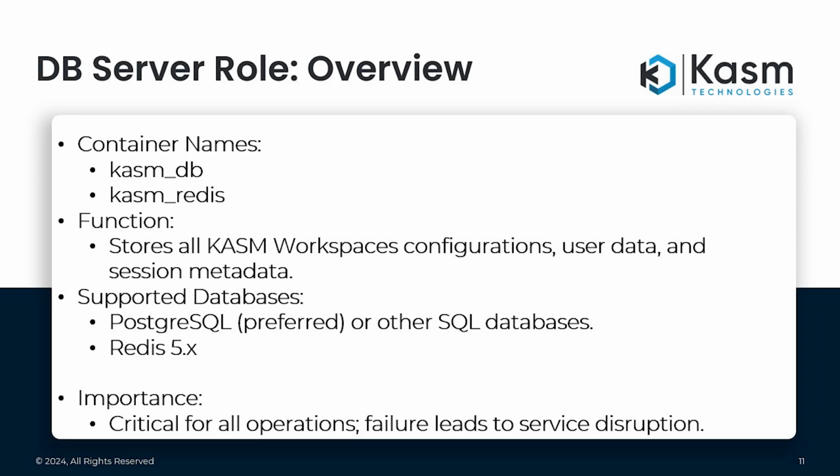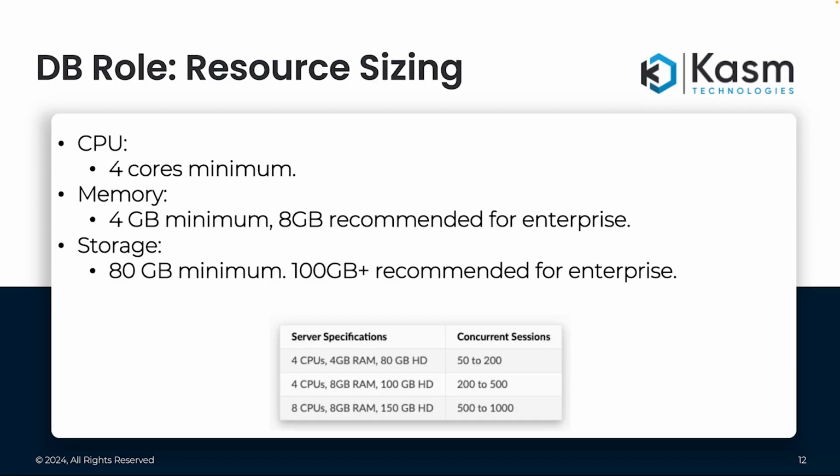Again, most important system I would say overall within Kasm is that database. Any service interruption within the database will result in immediate disruption for the end user. For sizing, ideally, 4 cores minimum on the database, 4 gigs minimum for the RAM. 8 gigs is recommended and above for enterprise. Storage is 80 gigs minimum, 100 gigs plus for enterprise.